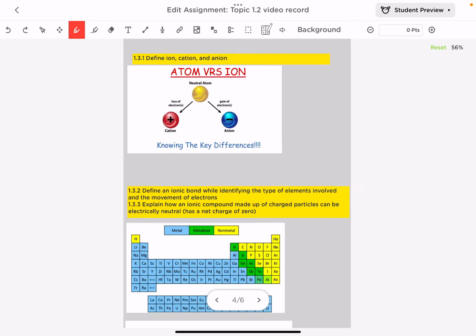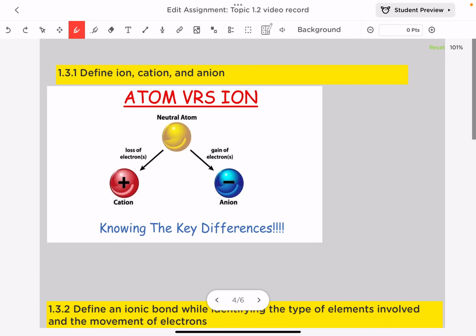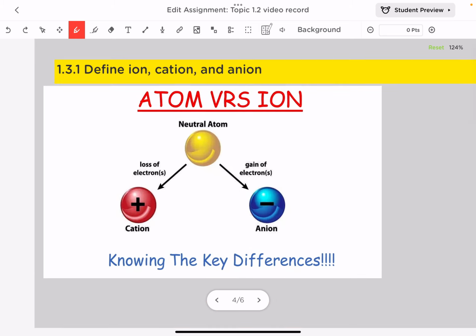In this video tutorial, I will explain to you the meaning of ions, the meaning of an ionic bond, a covalent bond, the types of covalent bonds, and how to know if a bond between two atoms is ionic or covalent. So first of all, we begin by explaining the difference between an atom and an ion.